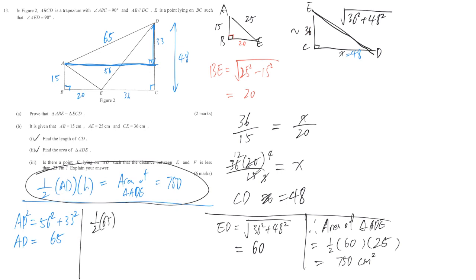Then we can continue to use this one to solve the answer. 1/2 times 65 times the smallest possible height is equal to 750. So H is 750 divided by 65 times 2. H, the smallest possible, is 23.0769 something. And a very important thing is: is it less than 23? No, it's larger than 23 cm. That means it's impossible. The smallest value is 23 point something. It's not less than 23. That's why your answer is, there is no point.